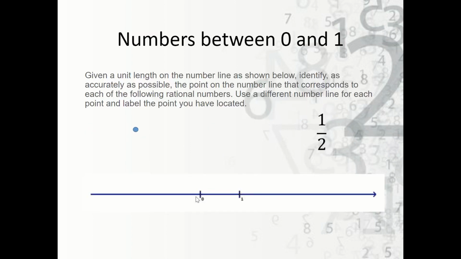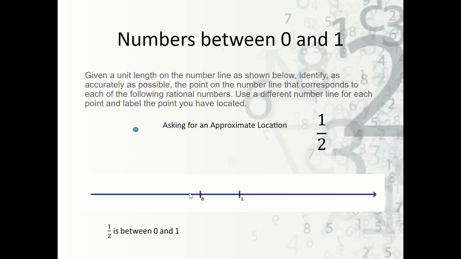So we're given this unit here. So this is the number line. We have 0 and 1, and we're going to try to plot 1/2 on the number line. Well, what we're going to do is we're going to kind of eyeball this. We are told that we're looking for the approximate location, so it doesn't have to be exact. So it should be somewhere in here.